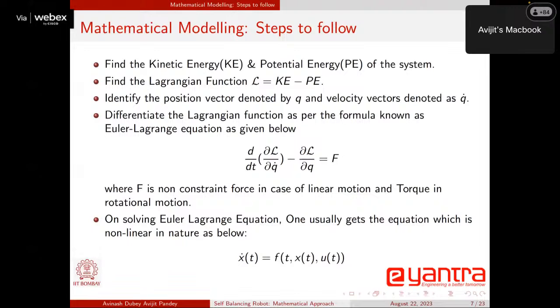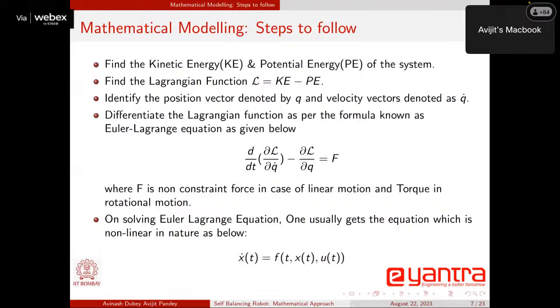So the first step is to find the kinetic energy and potential energy of the system. Then we'll find the Lagrangian function, that is L equals kinetic energy minus potential energy. This will help us get into the equation of the system.